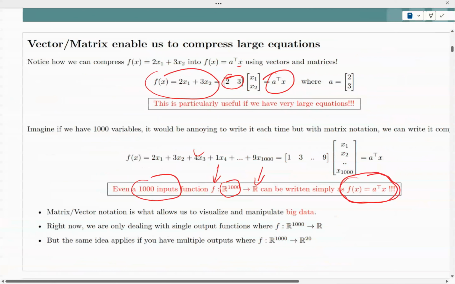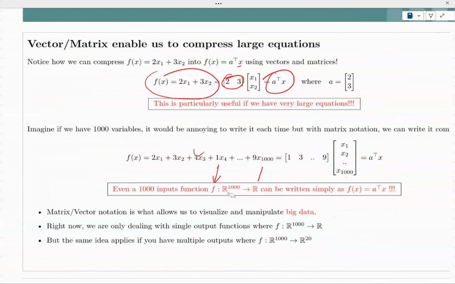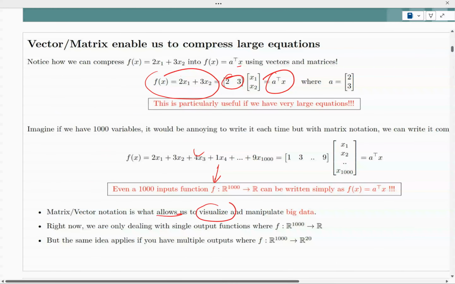This is a really important tool and notation you need to realize, because these vector notations are what allow us to visualize and manipulate big data. If you have a lot of data, you need a way to manipulate and visualize it. Right now, we're only dealing with a single output, where the function takes a thousand inputs and gives a single output. But the idea of compressing equations extends even if you have multiple outputs.